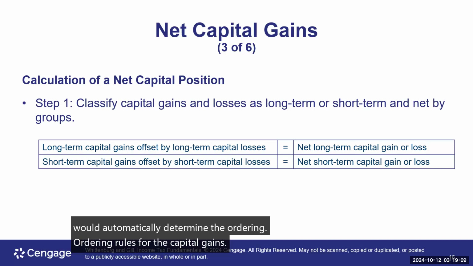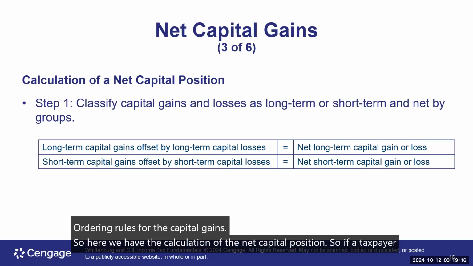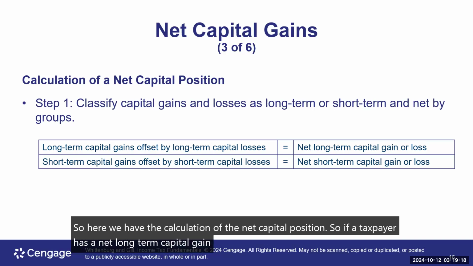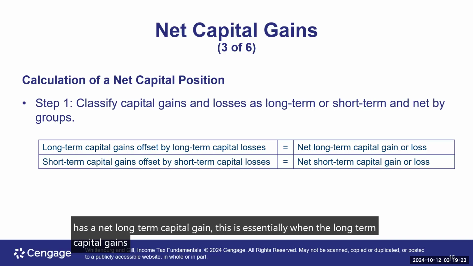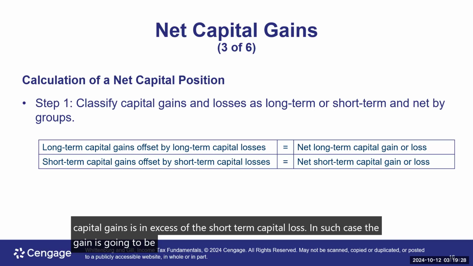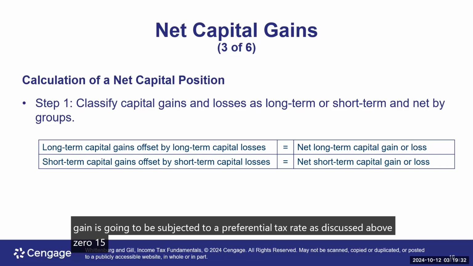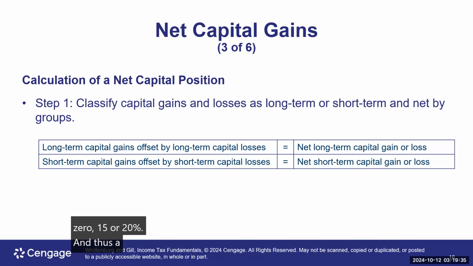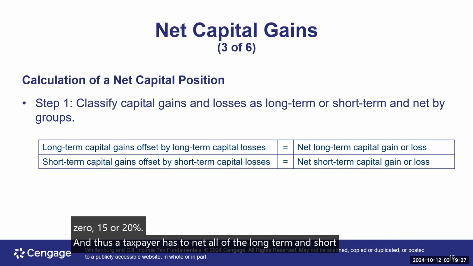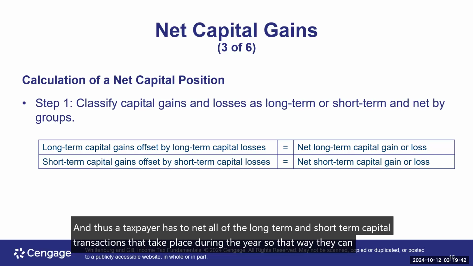So here we have the calculation of the net capital position. If a taxpayer has a net long-term capital gain, this is essentially when the long-term capital gains are in excess of the short-term capital loss. In such case, the gain is going to be subjected to a preferential tax rate as discussed above, 0, 15, or 20%. And thus, a taxpayer has to net all of the long-term and short-term capital transactions that take place during a year, so that way they can calculate the tax liability.